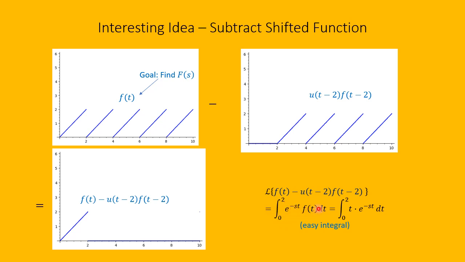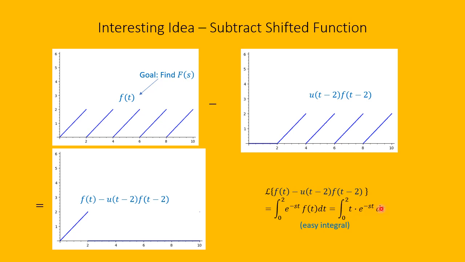Now in this particular example, f of t is t, and so we then get the integral from 0 to 2 of t e to the minus st dt. Just remembering that this f of t in this example is t. This is an easy integral to evaluate. I'll leave it to you. We'll see the results soon.